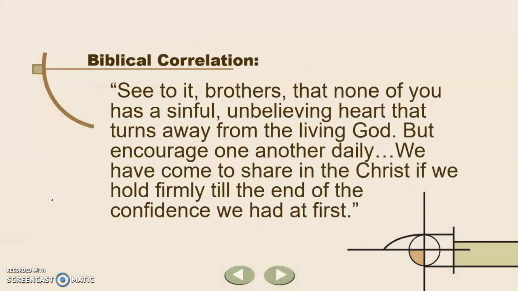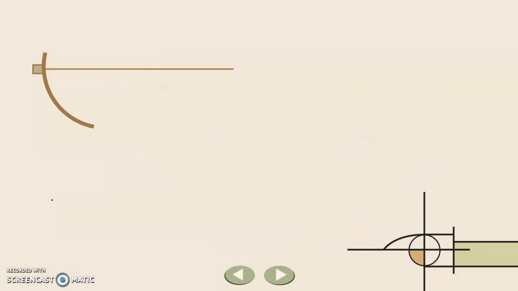Our biblical correlation for our unit is this, from Hebrews 3:12-14. See to it, brothers, that none of you has a sinful, unbelieving heart that turns away from the living God, but encourage one another daily. We've come to share in the Christ if we hold firmly to the end of the confidence we had at first. We have been talking all throughout this unit about relationships. We see relationships in math and relationships in nature and relationships in science, and we see relationships in humanity. And we need to make sure that we are encouraging one another and encouraging positive and godly relationships.